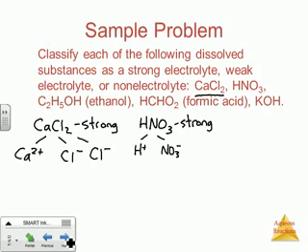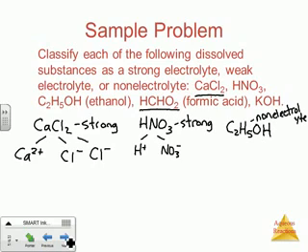C2H5OH, that's ethanol, okay? Well, that's not really an acid or a base or an ionic compound. This is just a molecule, right? So when that gets put into water, it's not going to dissociate at all. It's not going to break apart. That's just a molecule, so this is going to be a non-electrolyte. Ran out of room. Okay, but that's a non-electrolyte there because it's just a molecule.